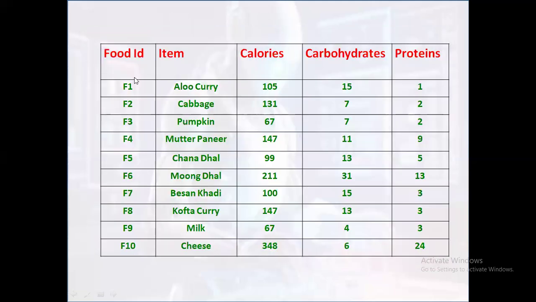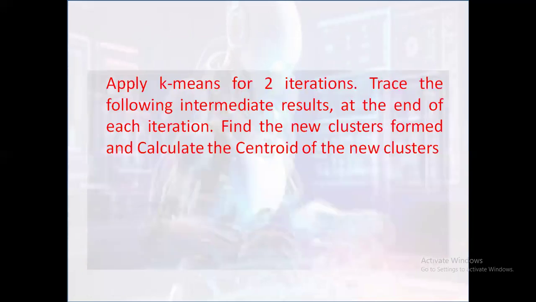And this is the table given in the problem. It has been divided into 5 columns: food ID, item, calories, carbohydrates and proteins. The food IDs are given as F1, F2, F3, F4, F5, F6, F7, F8, F9, F10. And the items are aloo curry, cabbage, pumpkin, matar paneer, chana dal, moong dal, besan curry, gofta curry, milk, cheese. The calories are given like this, and this is the carbohydrates, and the final column represents the protein values.